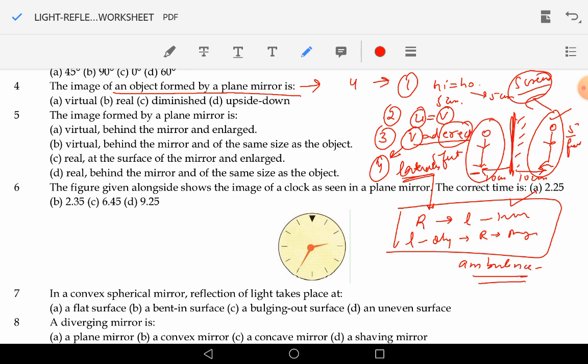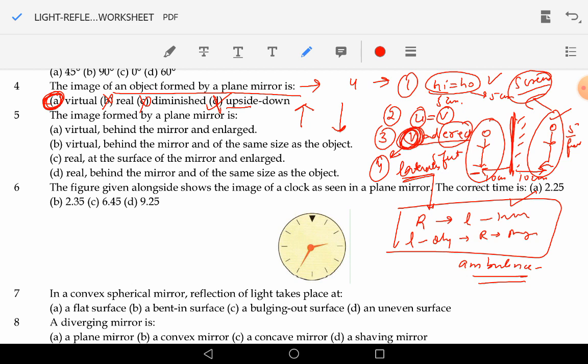The image of an object formed by a plane mirror is virtual. I guess this is close to the answer because we have done it in point number 3, virtual. Real is not correct because we cannot take it on a screen. Diminished is also not correct because in the very first point we have done, the height of the image is equal to the height of the object. And is it upside down? Upside down means that if you keep an arrow like this, will you see the arrow down? So no, we are not going to see that. Upside will be upside and down will be down. So this is also wrong. So which is our answer over here?